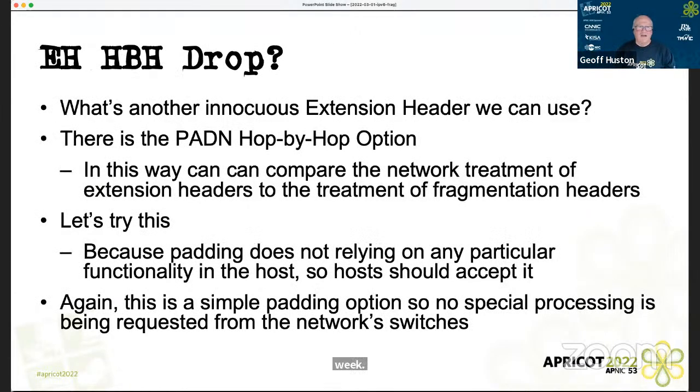Let's try a hop-by-hop extension header, one that travels through the network and has absolutely no meaning to the destination. So the destination, if it receives a packet with a hop-by-hop extension header, should go, nothing to see here, strip it out, continue processing, we're cool. So this should give us some idea of the network treatment of extension headers. Yes, it's padding, so there's no special semantics. So the network should accept it. Yes.